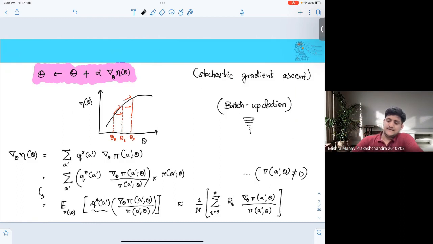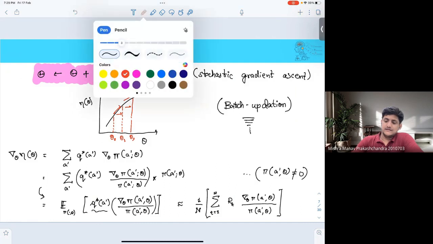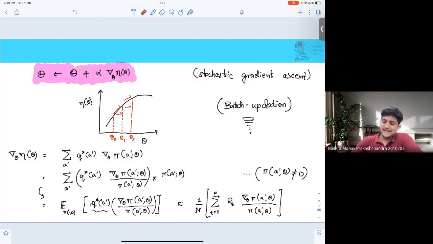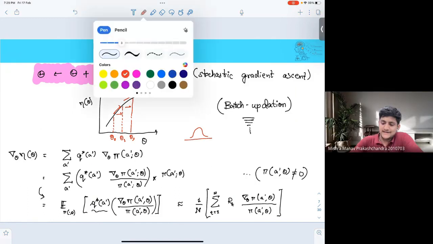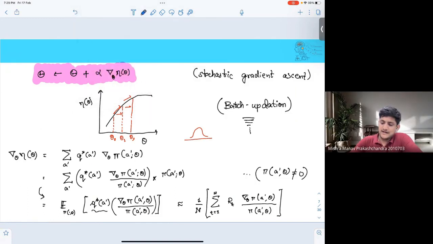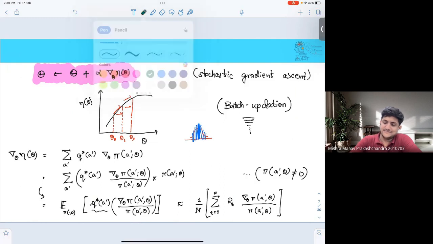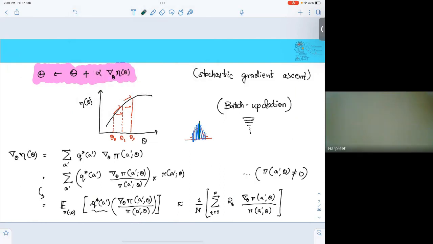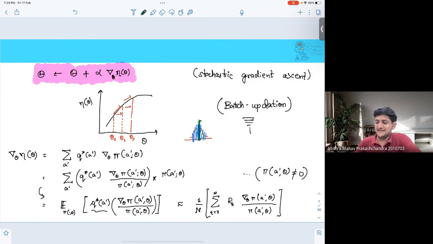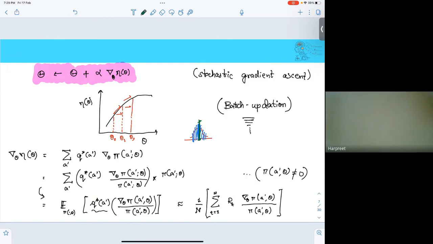So let's say there is some underlying reward distribution. I sample, I make another sample. And eventually I know that this is my green line. Correct. So this is the discrete case. Yes. Now, for the continuous case.